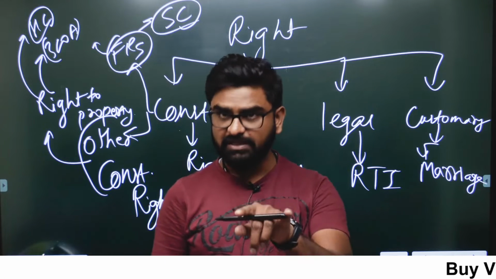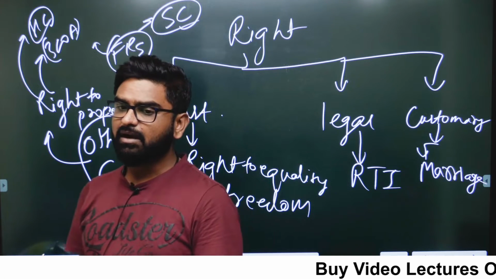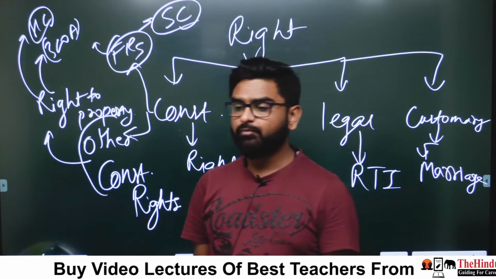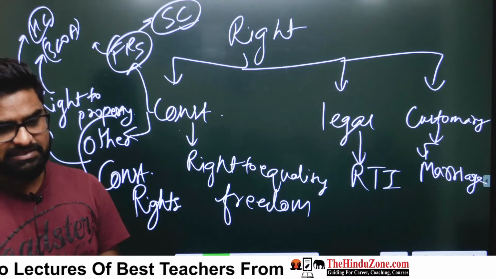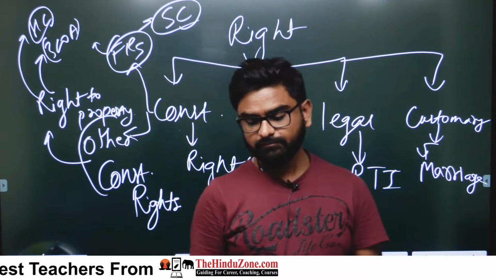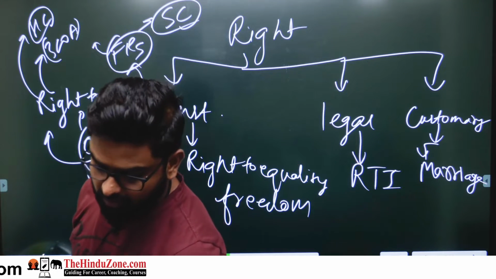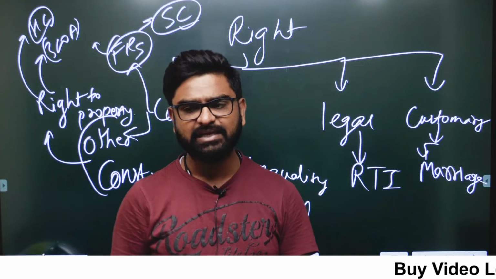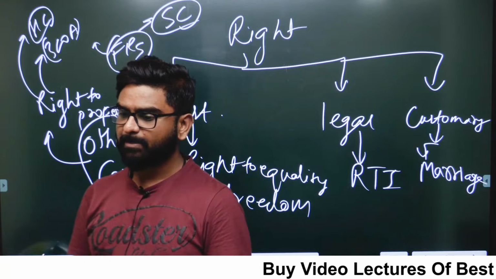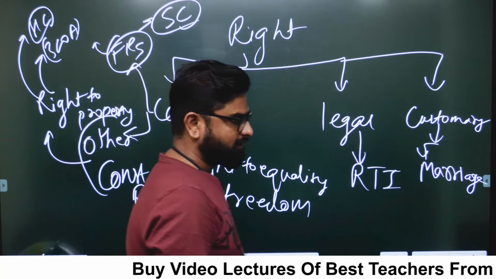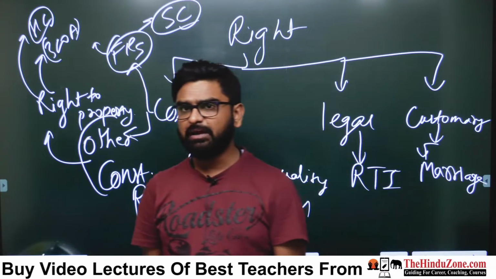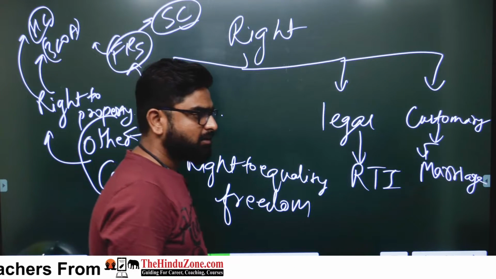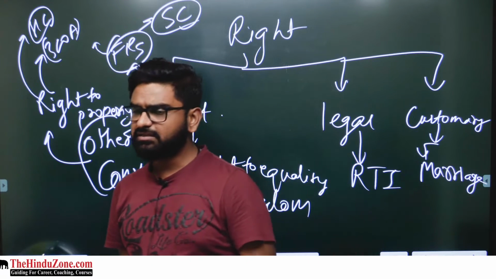Next point, these rights within legal rights are provided by the competent legislature. Within bracket, you can write Parliament/SLA. Bracket close, full stop. For example, RTI.